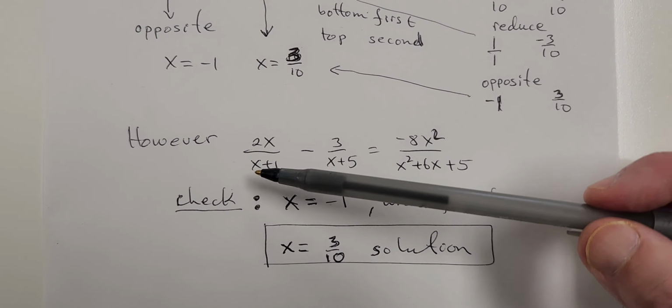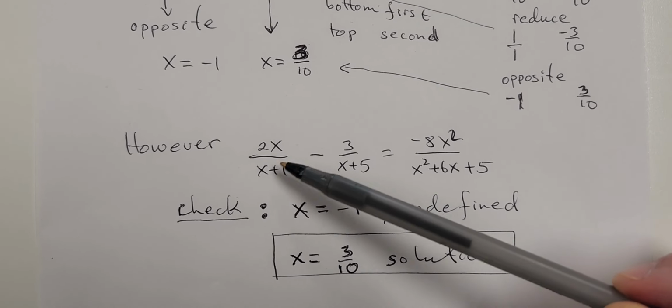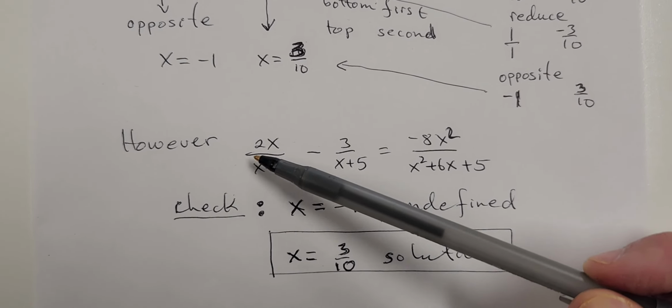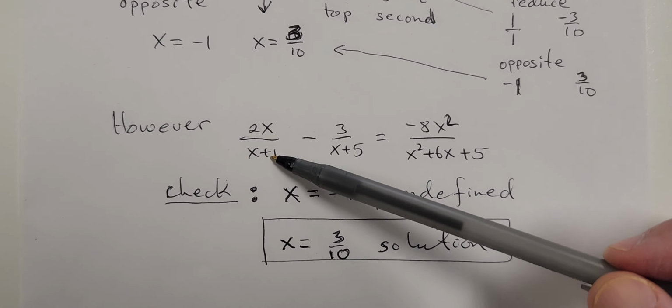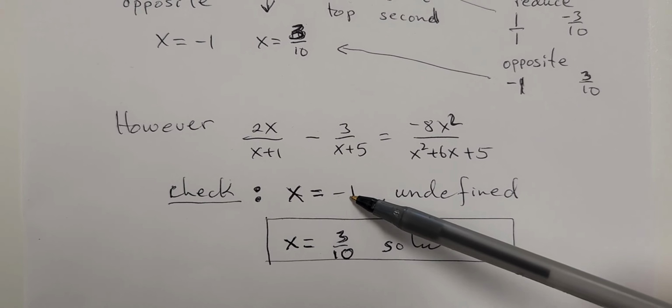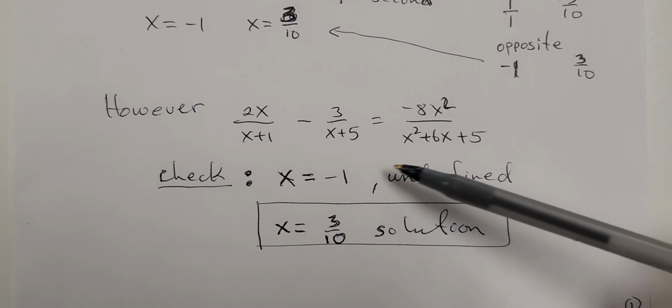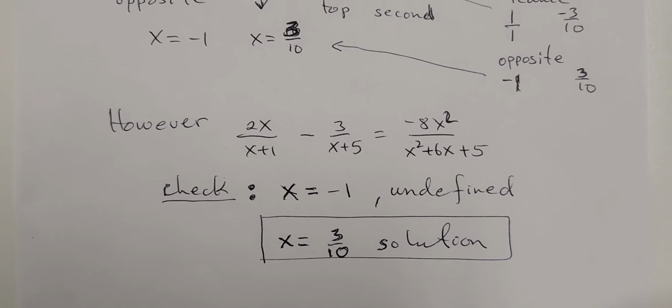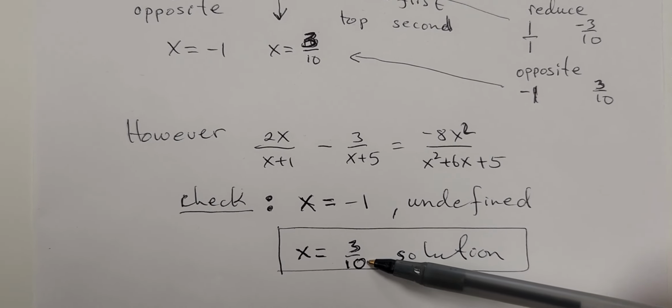Okay, and this is how we check. Very easy. Go back to the original problem, put the negative 1 in right here. Negative 1 plus 1 gives me 0. I cannot divide by 0. So therefore, negative 1 cannot be the solution. So negative 1, we throw it away. The only solution that will work is the positive 3 over 10.